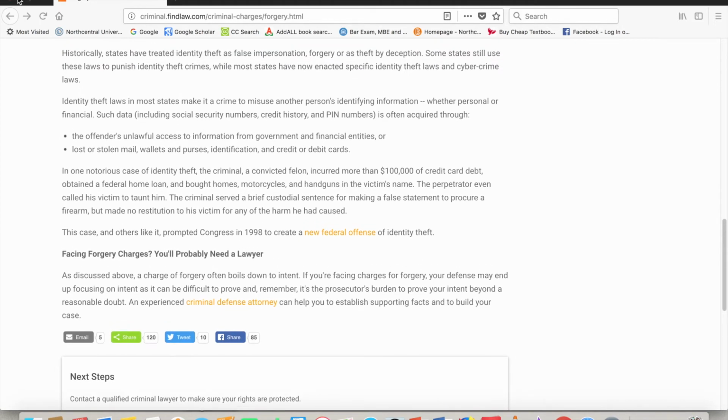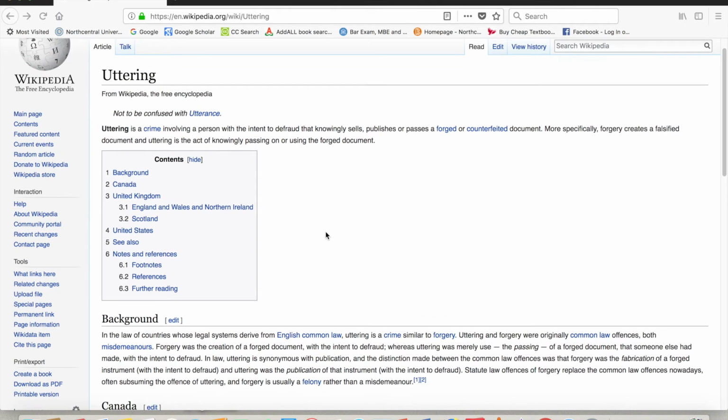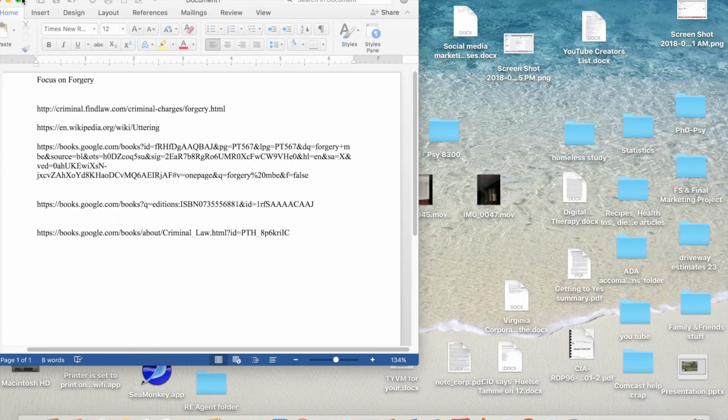The other thing that goes hand in hand with forgery is uttering. Uttering is a crime involving a person with the intent to defraud that knowingly sells, publishes, or passes a forged or counterfeited document. More specifically, forgery creates a falsified document, and uttering is the act of knowingly passing on or using the forged document. So here's what we have.